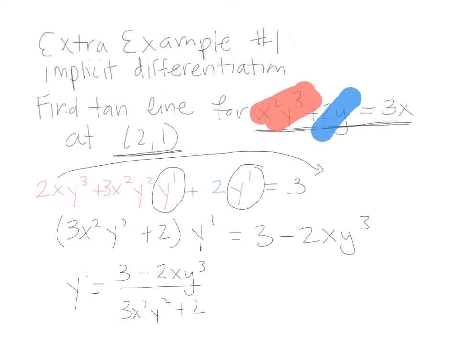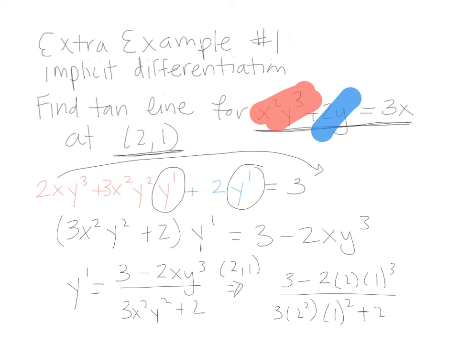Now remember, we're looking for the tangent line. So implicit is great, but I actually need to put in the point (2, 1). So I can take both my 2 and my 1 and plug it into the slope. So it's going to be 3 minus 2 times 2 times 1 to the third, over 3 times 2 to the second times 1 to the second, plus 2. And then I'm going to plug in the values.